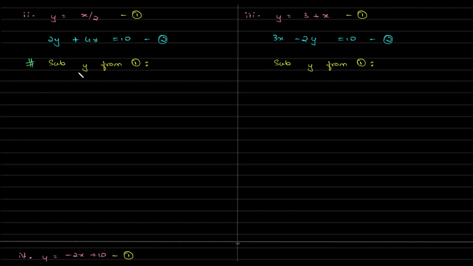So we are looking at substituting y, 1y from 1. So what is it that we're looking at? 1y is equal to 1x by 2. So we are going to replace 1y with 1x by 2 in this particular equation. So 2 times y is equal to 2 times 1x by 2 plus 4x is equal to 10. So we're looking at the 2 and 2 being cancelled.